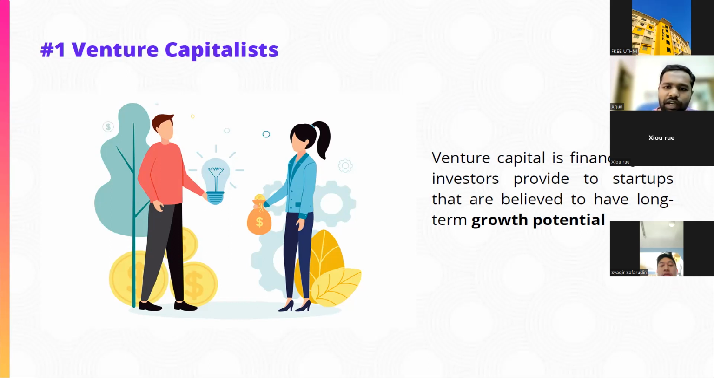And these 2-3 companies should have a growth potential that is so big that even if the other 87 companies fail, the returns that these 3 companies provide will compensate for all the losses of the 87 companies. So I hope you are able to understand what a venture capitalist is and how they evaluate startups.